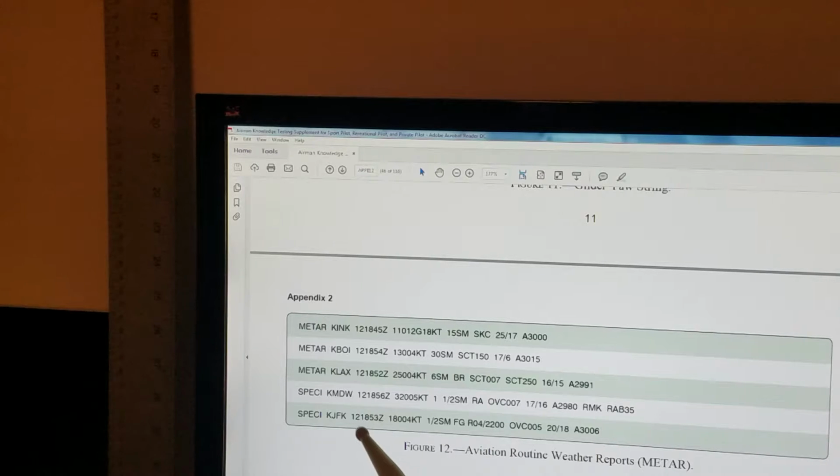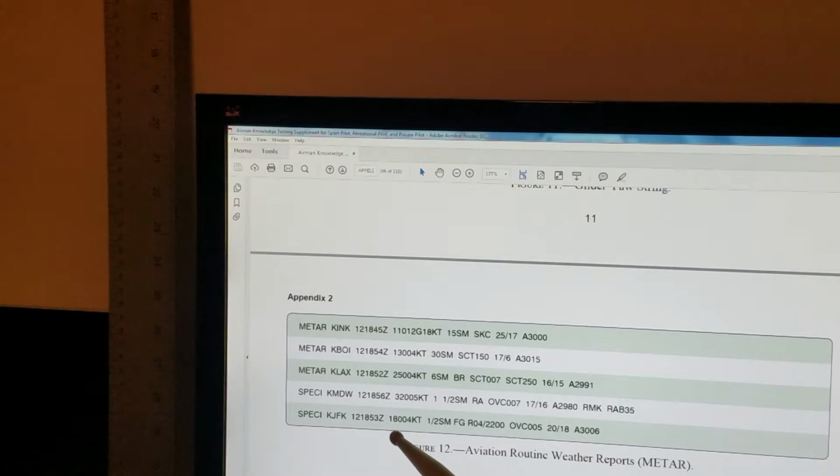So 12 out of this figure, the first two digits are the date, the 12th day of that particular month, and then 1853 Zulu, Greenwich Mean Time. So if you are on the East Coast, I think it's a 5-hour difference. So you have to calculate that.